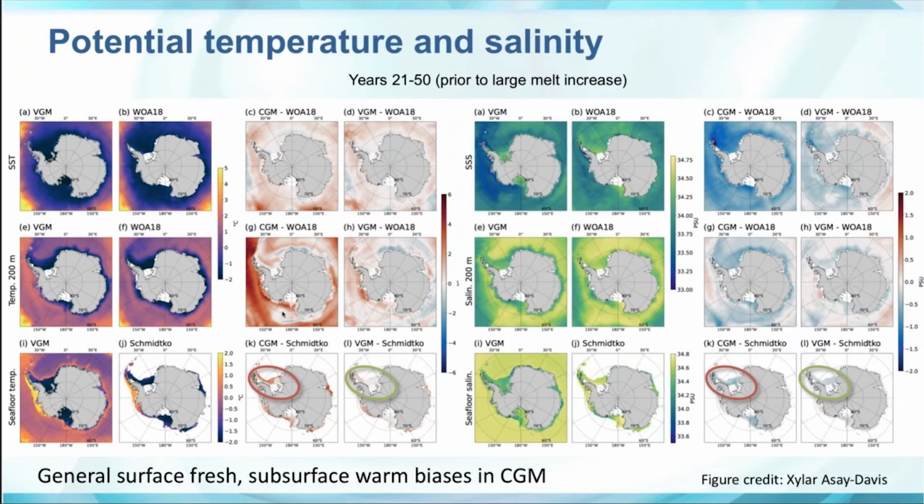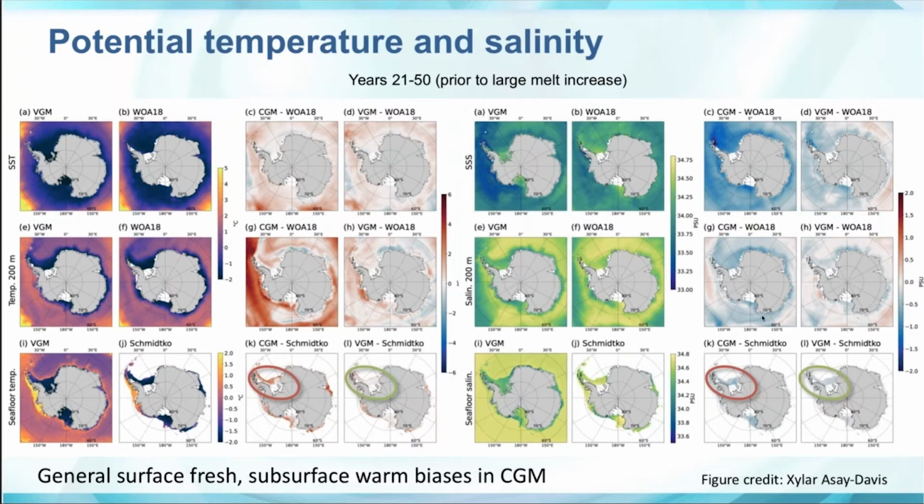I'll start with what's circled here, the Filchner-Ronne ice shelf. We see in the CGM simulation, we're getting strong warming at the seafloor, which is in this red circle here. Eventually this warm water that's intruding from depths below onto the continental shelf, once that intrusion gets strong enough, gets under the ice shelf and causes a rapid transition to a high melt regime that's then unrecoverable to come back to anything close to present day observations. And that bias is mitigated in the VGM simulation.